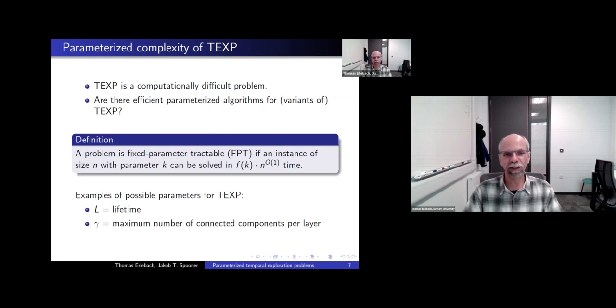And some parameters you might consider is the lifetime, which is an interesting parameter, especially in the non-strict case, because in the non-strict case, even if the lifetime is very short, it may still be possible to visit all vertices. And another parameter could be the maximum number of connected components you have in every layer. Because maybe one motivation for the temporal graph model is that you have a network where sometimes edges fail and that may disconnect the graph. But it's unlikely that many edges fail, and therefore the number of components you have in every layer is likely to be very small. So that could be another natural parameter to consider.